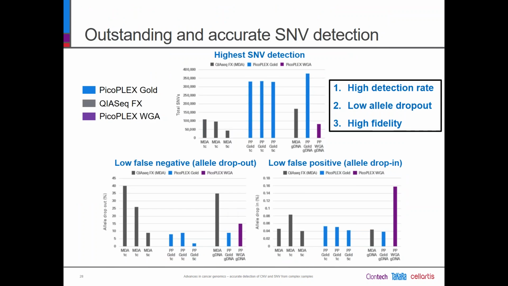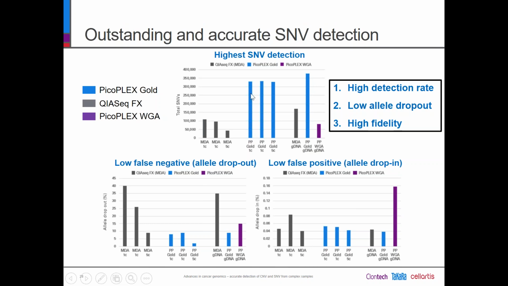Finally, we had a look at CNV-related genome coverage, uniformity, reproducibility, but another very important aspect, as we discussed in the introduction, is also SNV detection. So looking at point mutations. I would just give you first the color key here on the left. In blue, we are looking at Picoplex Gold, our newest kit. In gray, this is the MDA chemistry from QIAGEN.